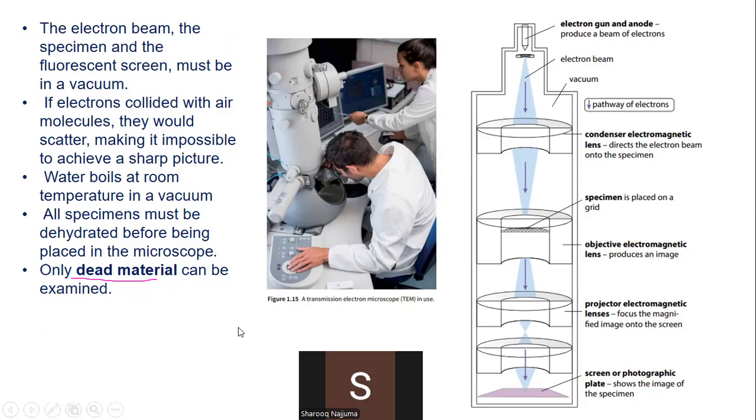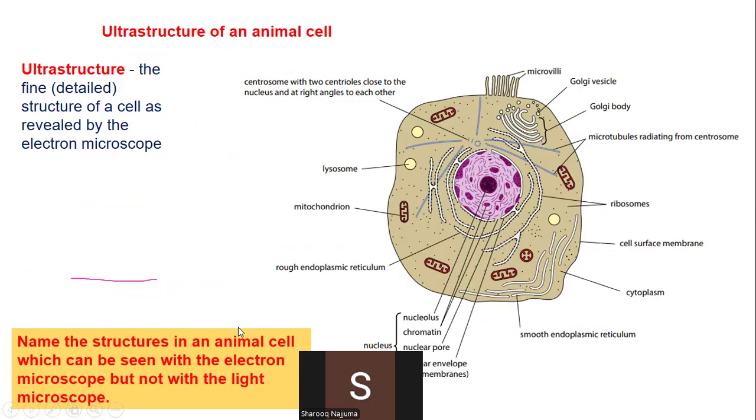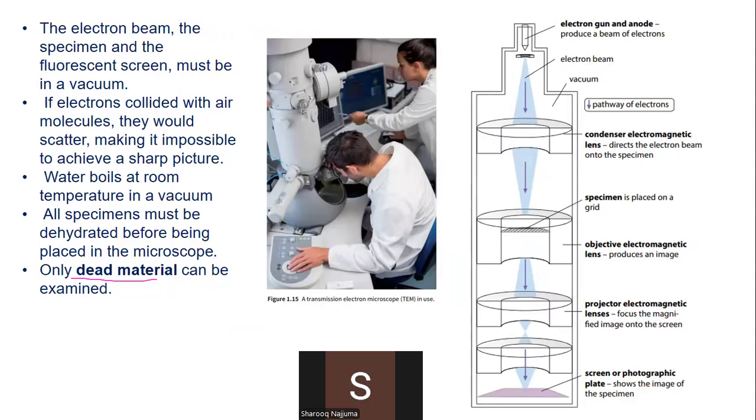So those are the major differences between an electron microscope and a light microscope. You should be able to tell the differences between an electron microscope and a light microscope. In summary, we have seen an electron microscope uses electrons as a radiation. A light microscope uses light as a radiation. An electron microscope works in a vacuum. A light microscope doesn't need a vacuum.